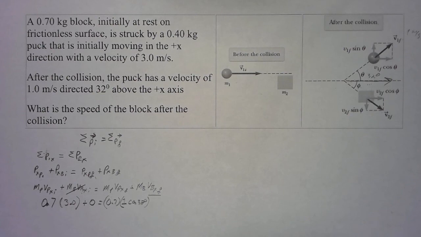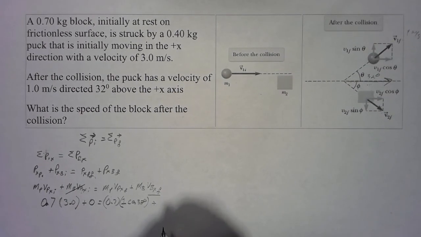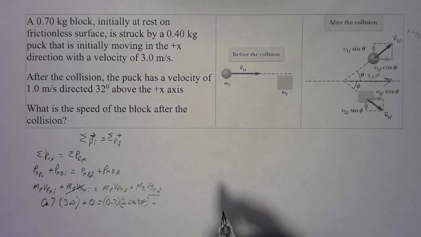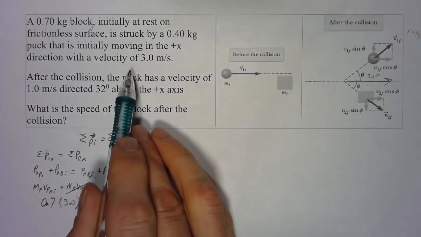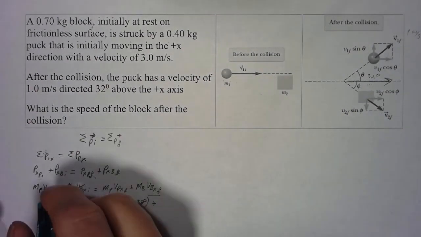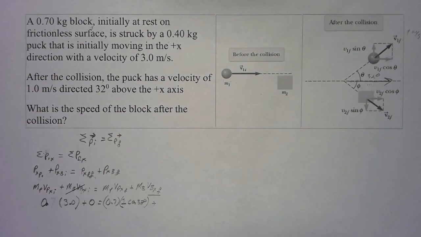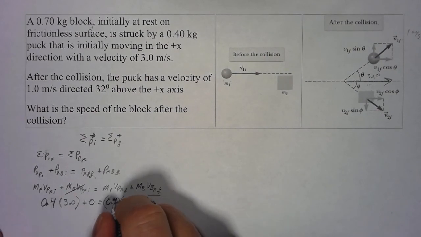Now, the block, we don't know. We don't know the angle, we don't know anything, but we know that its mass is 0.4. Whoops, we've got a mistake, right? The block is 0.7, the puck is 0.4. This is the puck moving. So good thing I caught that. Some of you probably caught it earlier. That's 0.4, this is 0.4.